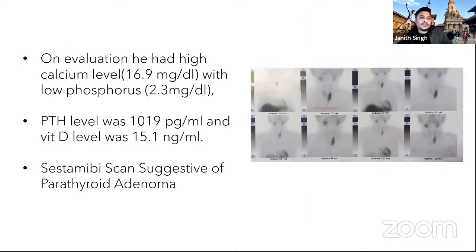So we did his calcium levels first, calcium and phosphorus. When we saw low phosphorus, that meant it was probably a good idea to do a PTH level. The PTH level was pretty high. We did a USG scan of his neck, but it did not show any adenoma. So we relied on a sestamibi scan, and it showed a parathyroid adenoma. Following excision of the adenoma, he's doing pretty good.